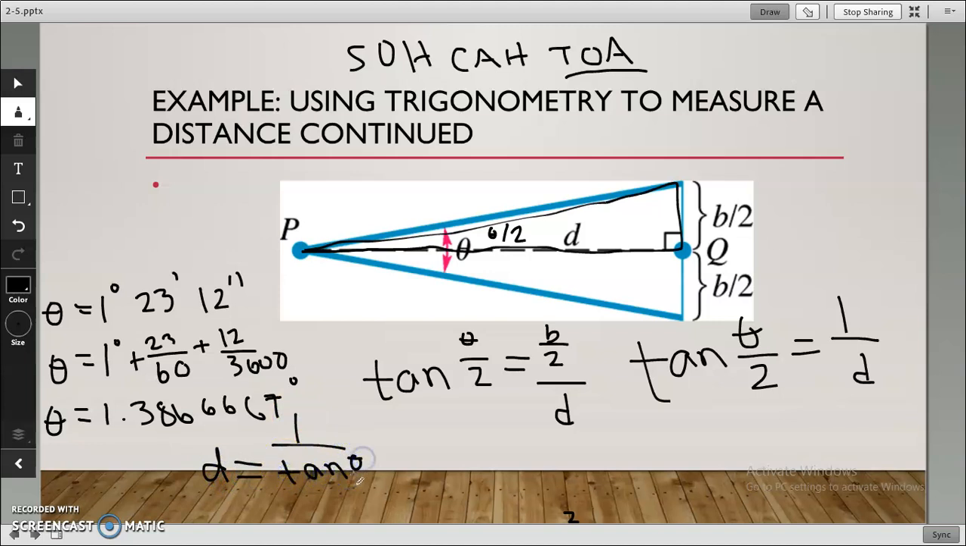theta divided by 2. Now if you recall, cotangent is equal to 1 over tangent. So I could, if I wanted to, rewrite this as D is equal to cotangent theta over 2. So let's put that in our calculator.